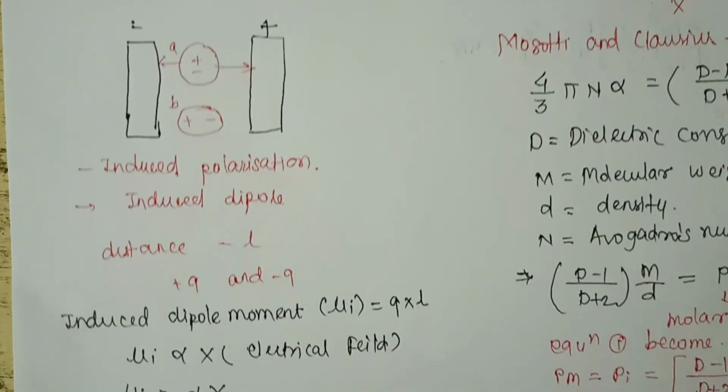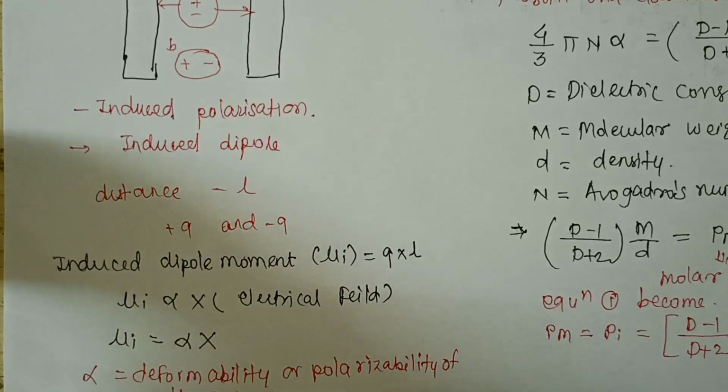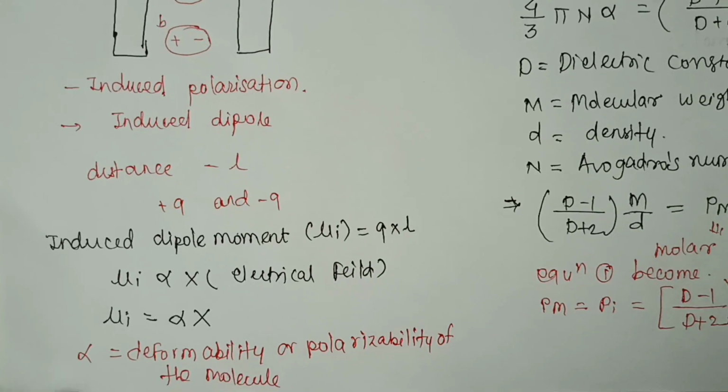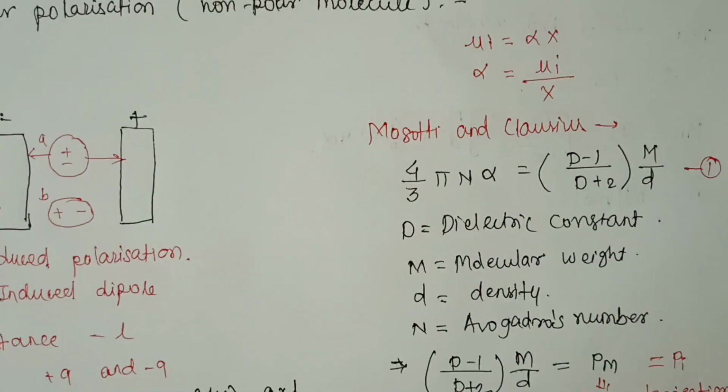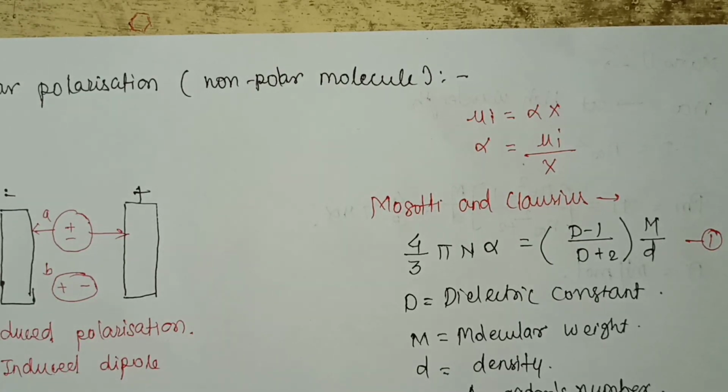It is given by the equation mu I equals q into L, where q is the charge and L is the distance between the charges separated. Then mu I is directly proportional to x, where x is the electrical field. To remove the proportionality constant, we introduced alpha. Alpha is the deformability or polarizability of the molecule, and it is given by the equation alpha equals mu I upon x.